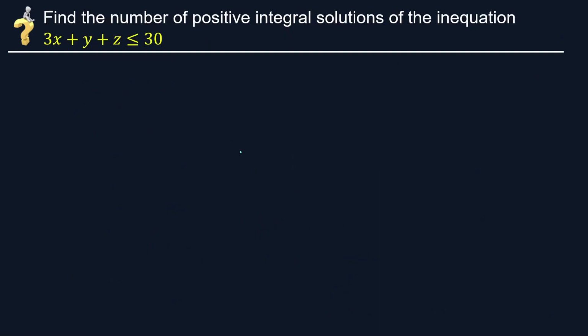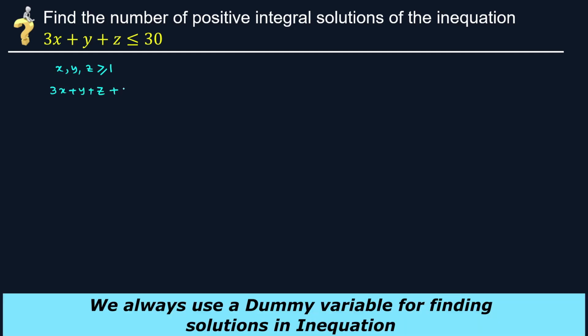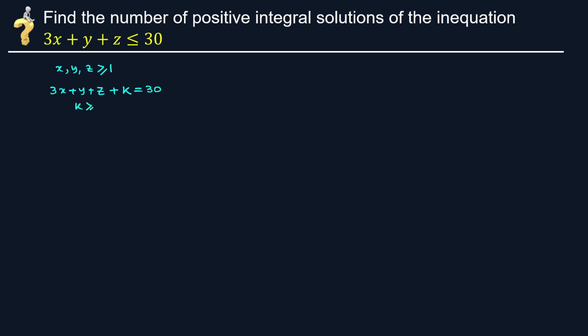So this question, the question is find the number of positive integral solutions. Means here all your x, y, z are greater than or equals to 1. Positive integral solutions. For this inequation, we all know that for this inequation, I will introduce a dummy variable. Let us say the dummy variable be k, so that it becomes equals to 30. So your k is greater than or equals to 0. Am I correct? Because this inequation is less than equals to 30. It can be 30 or less than 30.